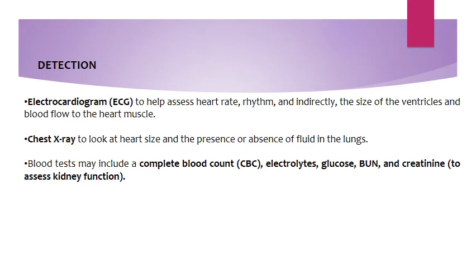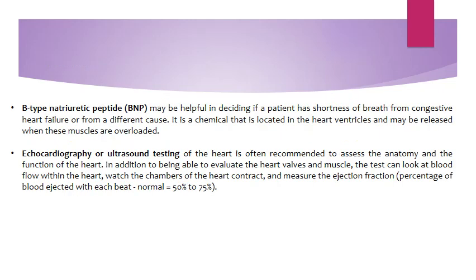Third, the doctor can suggest the complete blood count, where you can get the total picture of the blood, like RBC, WBCs, electrolytes, glucose, creatinine. Creatinine is mainly done to assess the kidney function. The doctor can also assess the B type natriuretic peptide. Generally, it is done for patients who have shortness of breath from congestive heart failure, and it is a type of chemical secreted from the heart ventricles. It is released when your heart muscles get overloaded. So the amount of BNP can determine whether your ventricles are overloaded or not.